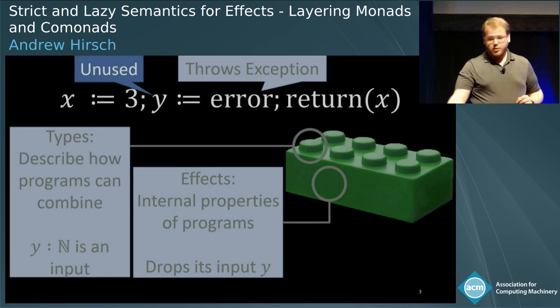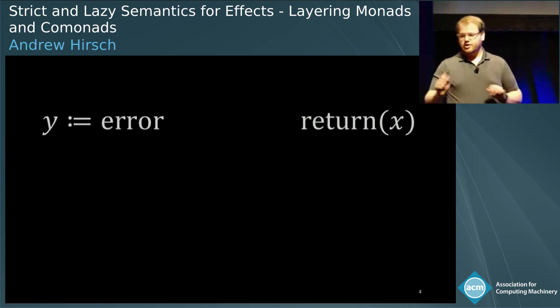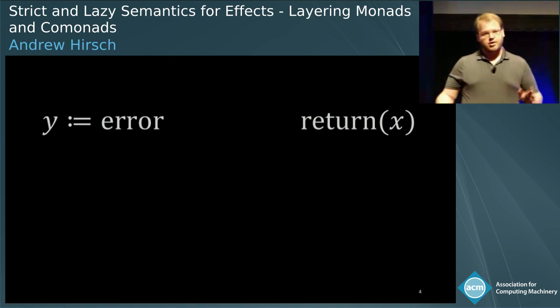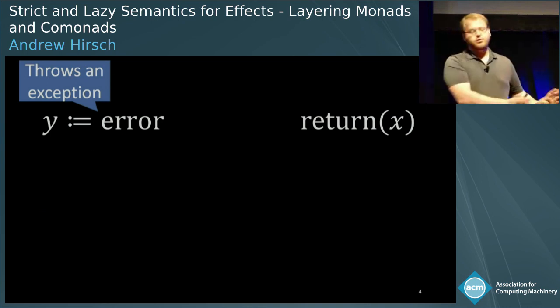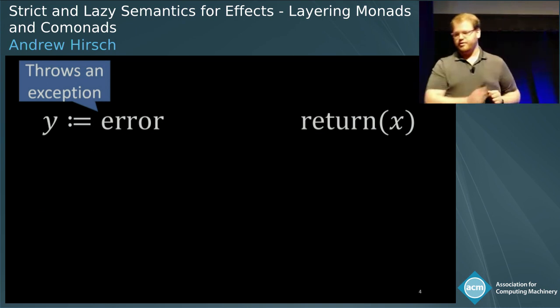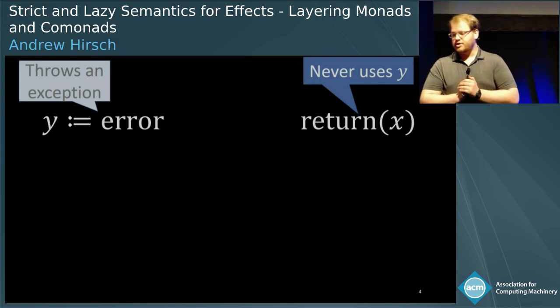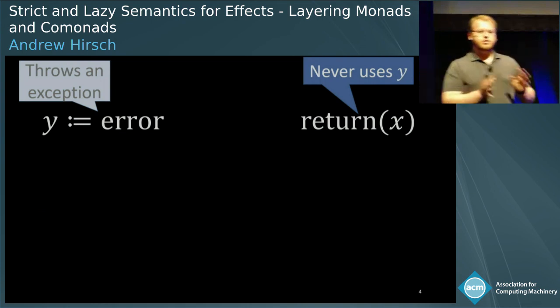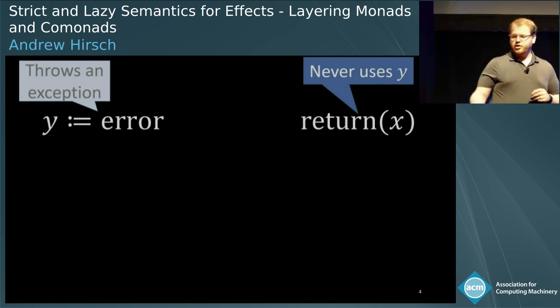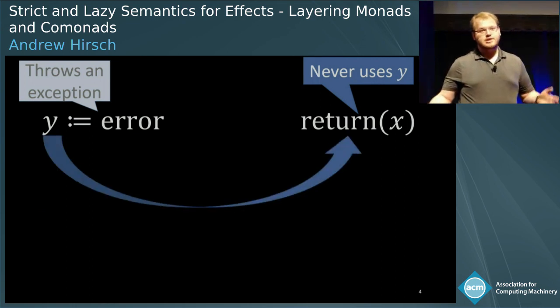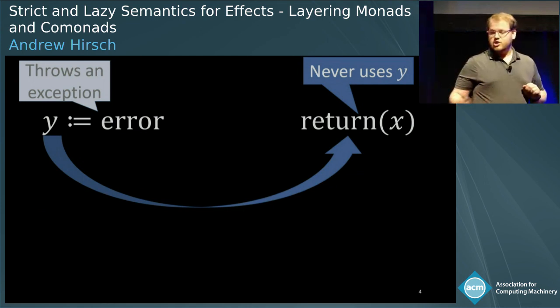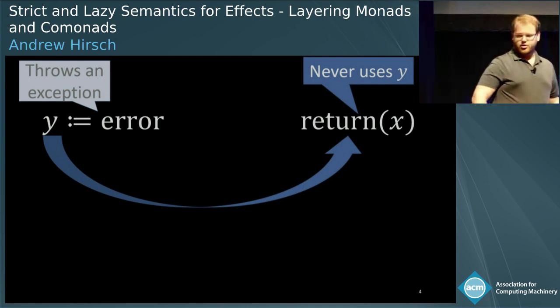So let's take this program apart and examine it a little bit closer to understand even more detail what's going on. In the y gets error part of the program, this clearly is effectful. It throws an exception. We're done. On the other hand, this return program never uses y. And recall that y is assigned to just before the return part of the program, so it's available for the return program to think about. It's in its type context. So we can think of that as an input to the return program.